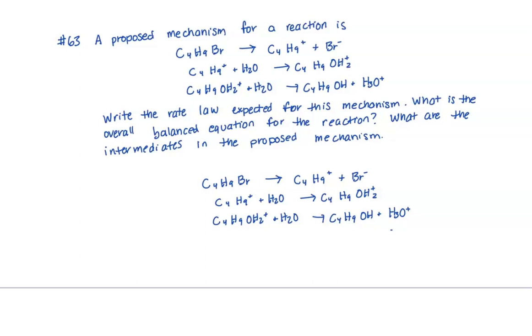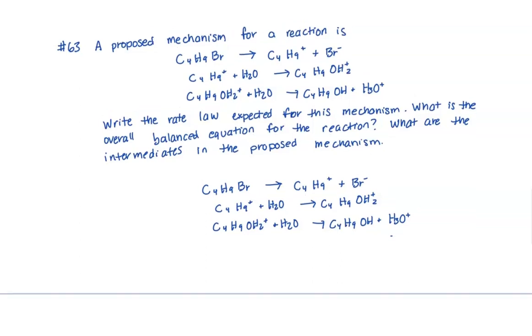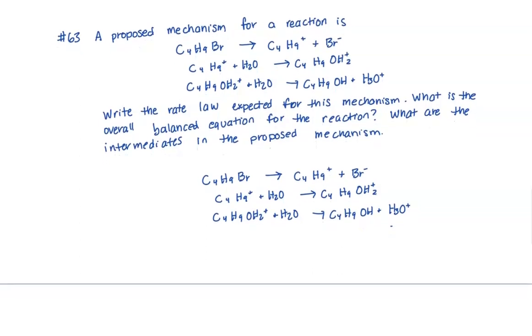All right, so we're going to be doing question number 63 on the Zumdahl. This is going to be chapter 12 on kinetics. So question here, we have a proposed mechanism for this reaction, and we have the reaction right there. And it is asking us to write the rate law expected for this mechanism. What is the overall balanced equation for the reaction? And what are the intermediates in the proposed mechanism?